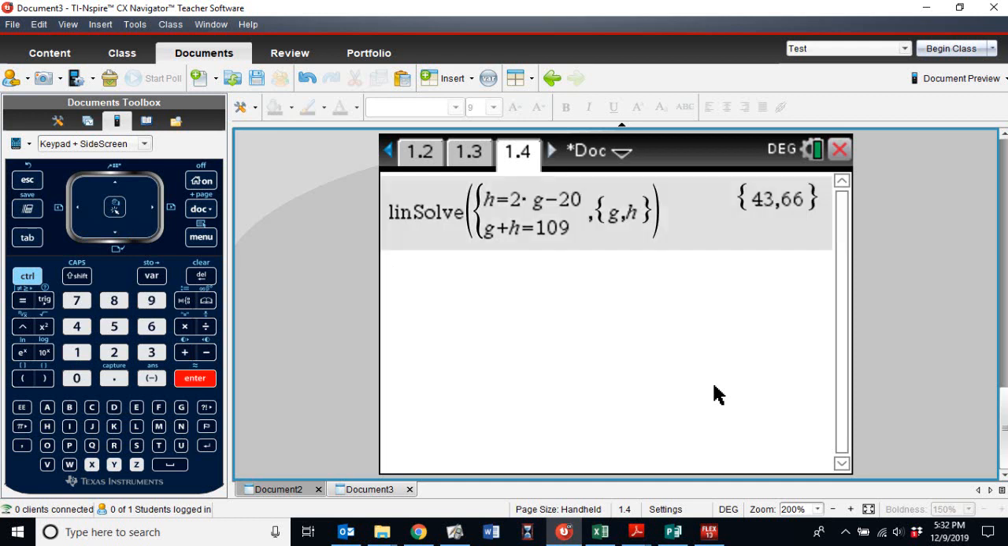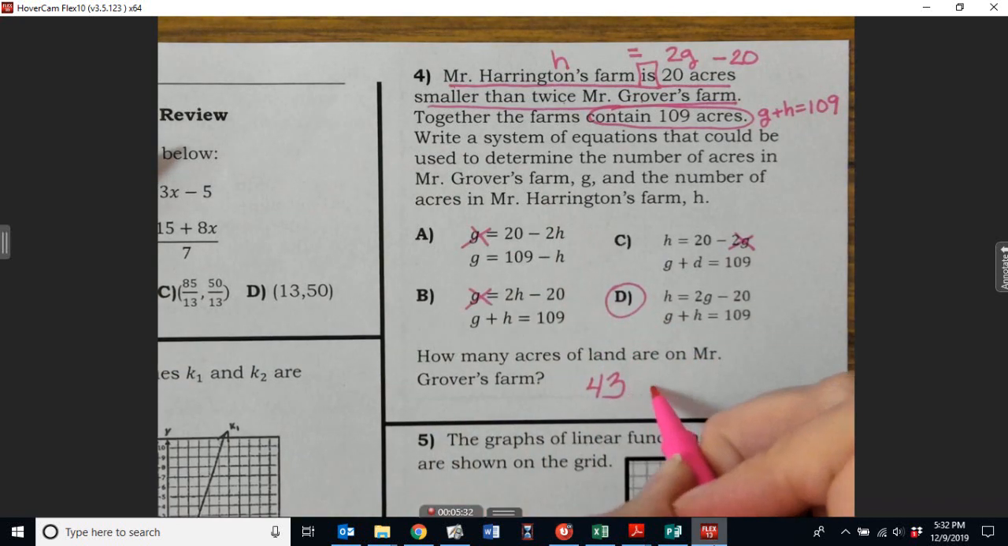And the question asks, how many acres are on Mr. Grover's farm? Well, Grover is the first letter, which means it's the first number. So there are 43 acres on Mr. Grover's farm.